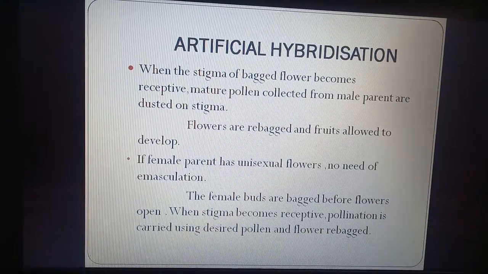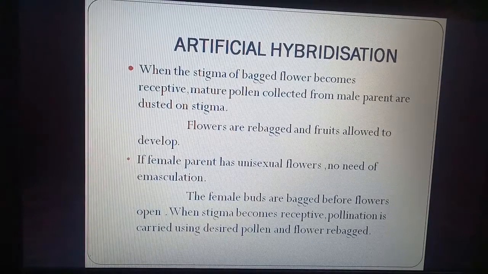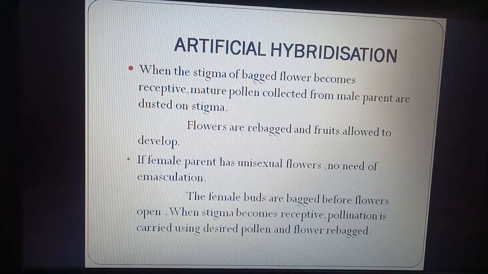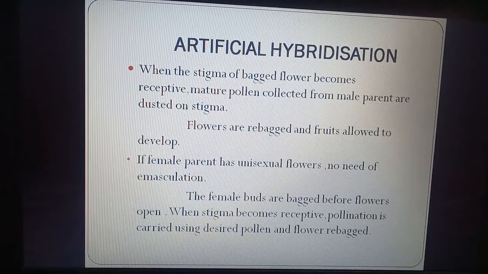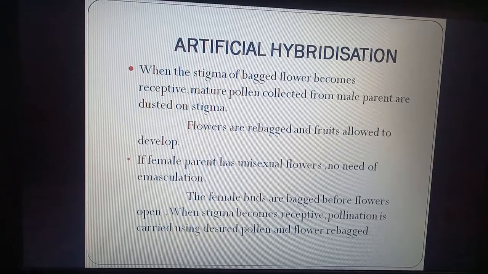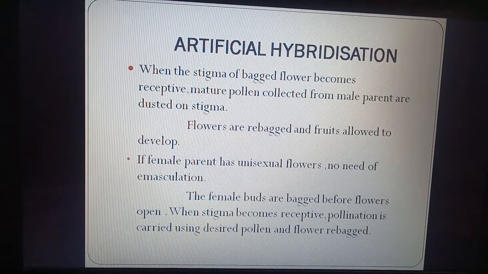When the stigma of the bagged flower becomes receptive, so when the stigma becomes mature, the pollen collected from a desired male parent is dusted on the stigma. So a desired pollen is dusted on the stigma and the flowers are rebagged. So they are again covered by a bag and fruits are allowed to develop.